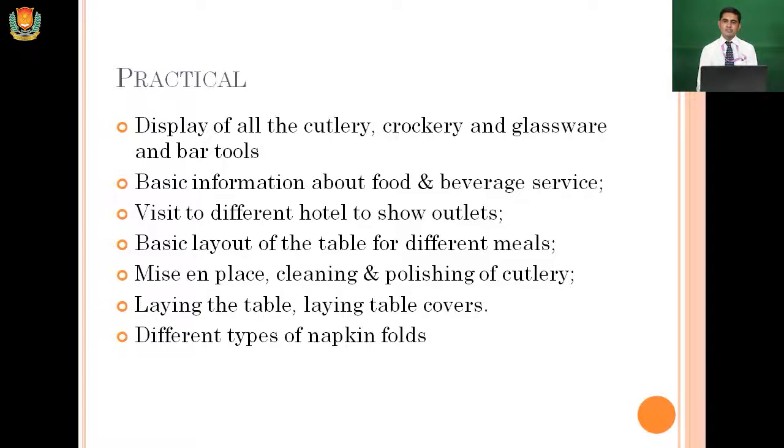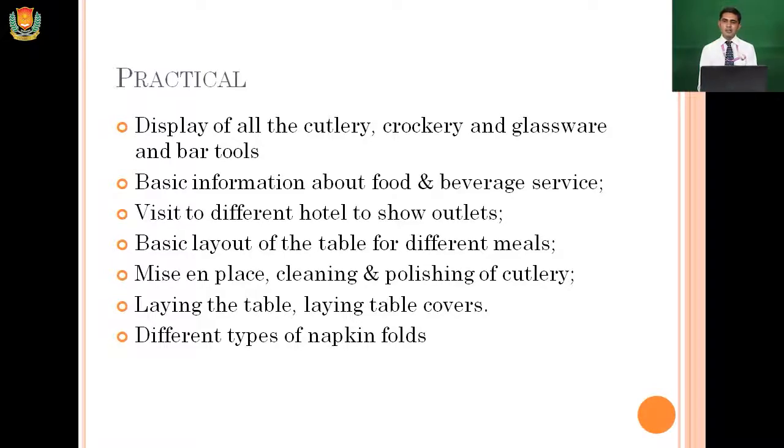Then the basic layout of the table for different meals. What is the table setup for breakfast, buffet breakfast is there. Then how we are going to do the setup of tables, what is the setup of the lunch meal, and then what is the setup of the dinner meal. Each and every meal setup I'll show you. In terms of a la carte, a la carte basically means the guest orders from the menu. So at that time, which type of setup we have to lay in our restaurant prior to the guest, each and everything I'm going to tell you.